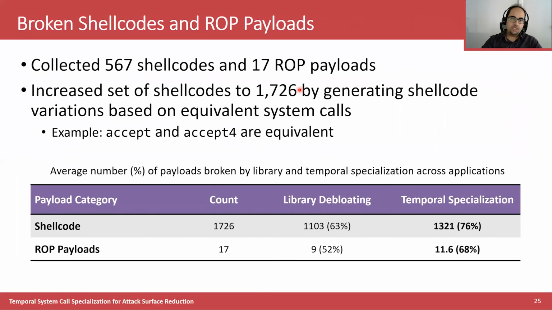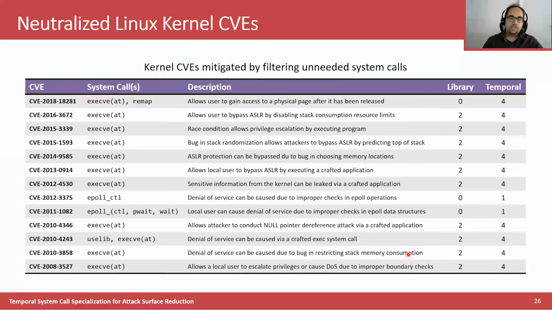In terms of shellcodes and raw payloads, we collected 567 shellcodes and 17 raw payloads. We increased the set of shellcodes to 1726 by generating shellcode variations based on equivalent system calls. As an example, if you have one shellcode which has the accept system call inside of it, we generate a variation and use accept4 because the attacker could use accept4 interchangeably instead of accept. In terms of shellcodes, we were able to break 20% more shellcodes compared to library debloating, and we were able to break 25% more raw payloads. In terms of Linux kernel CVEs, we were able to mitigate 13 more Linux kernel CVEs, which in some cases could lead to privilege escalation.